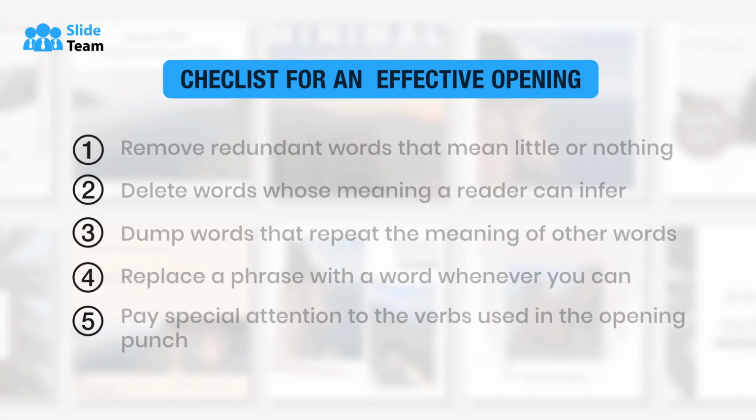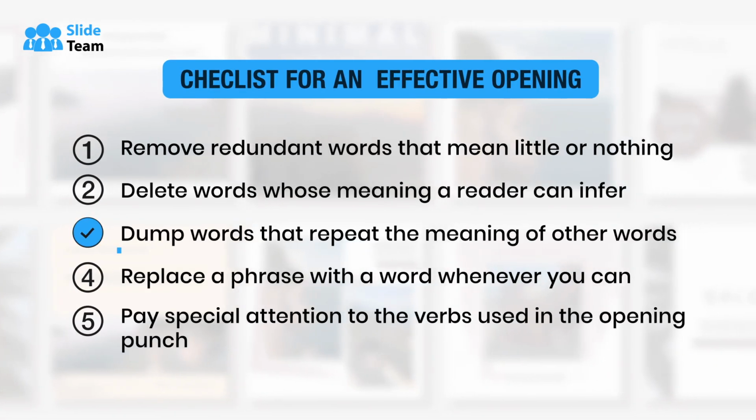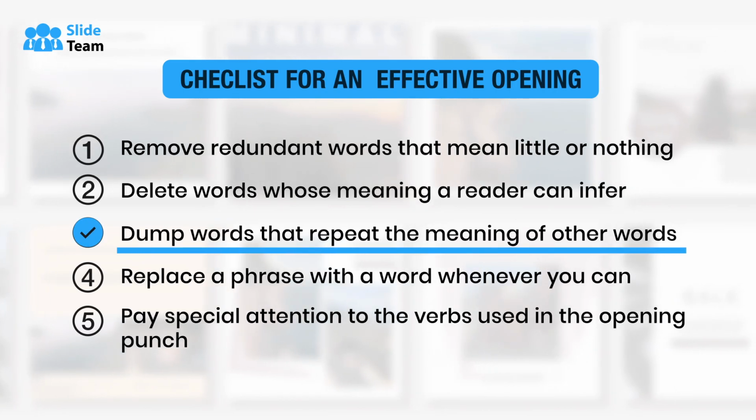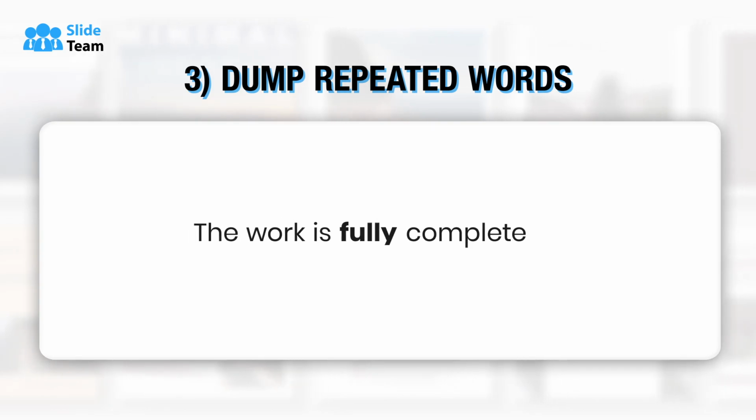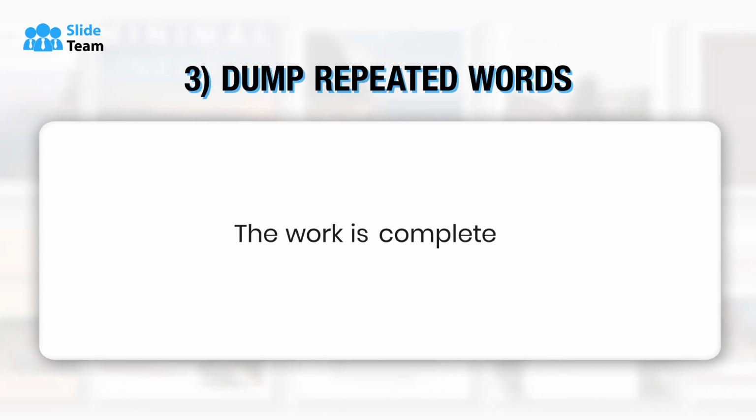The third point on our checklist is, dump words that repeat the meaning of other words. For example, full and complete, each and every. An example sentence is, the work is fully complete. Instead of saying this, say, the work is complete.